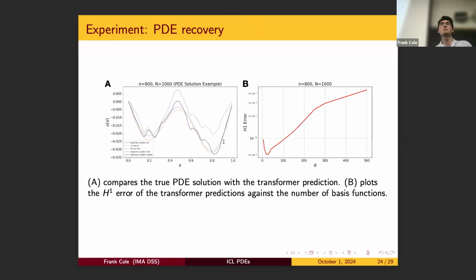So the second experiment is on the PDE recovery error. The plot on the left, plot A, is comparing the transformer solution with the true solution, basically obtained by doing Galerkin method with a lot of basis functions. And you can see here there's still some error. I think the main reason why there's still some L2 error between the purple curve and the green curve is just maybe the sample size isn't large enough.